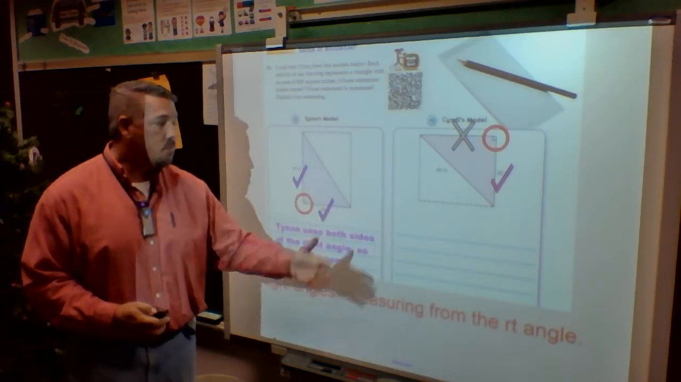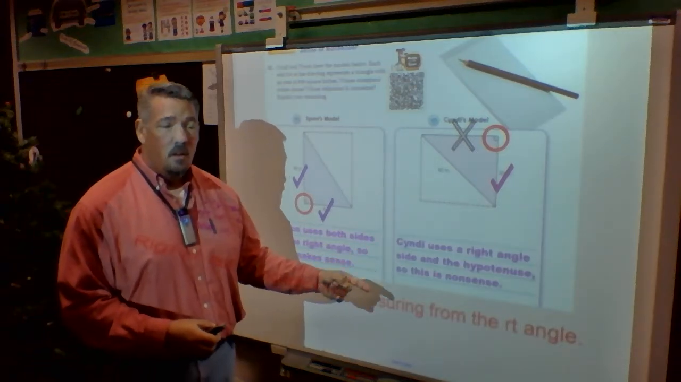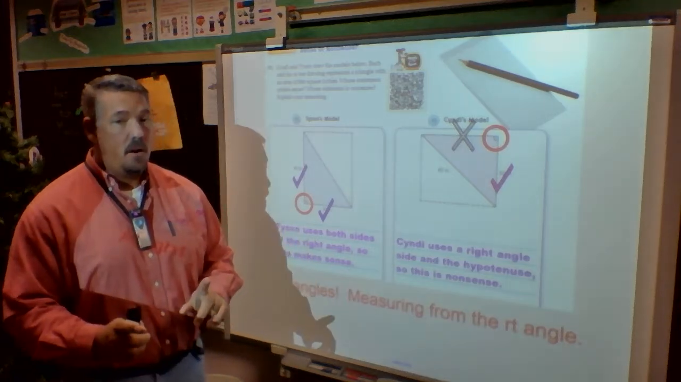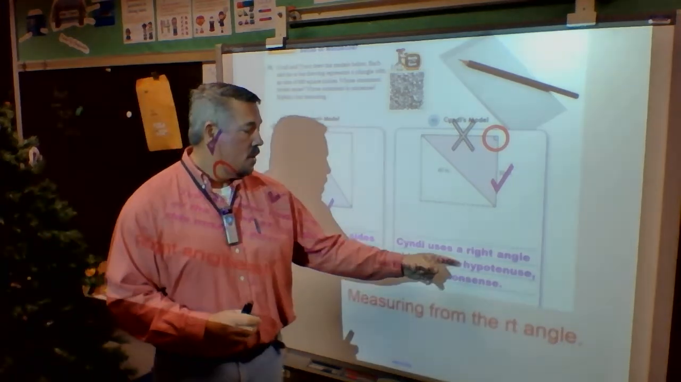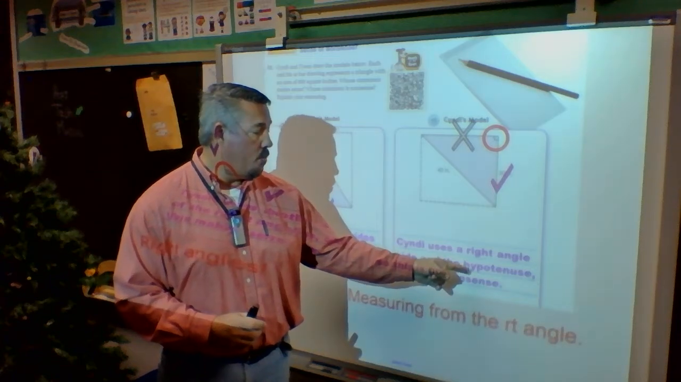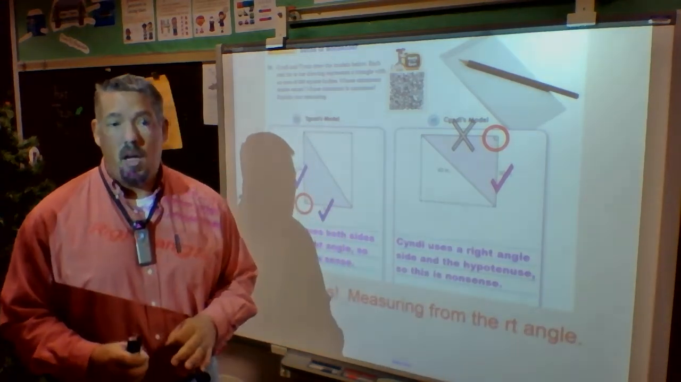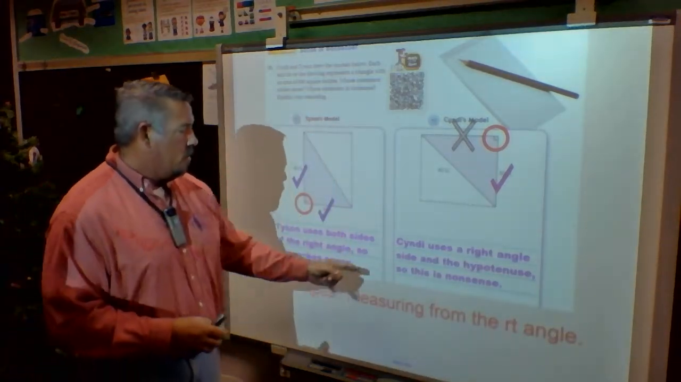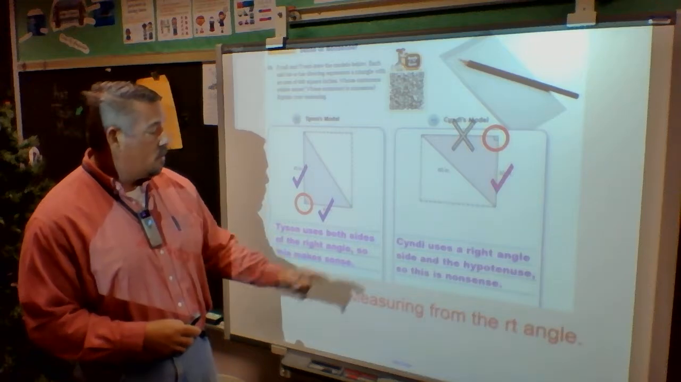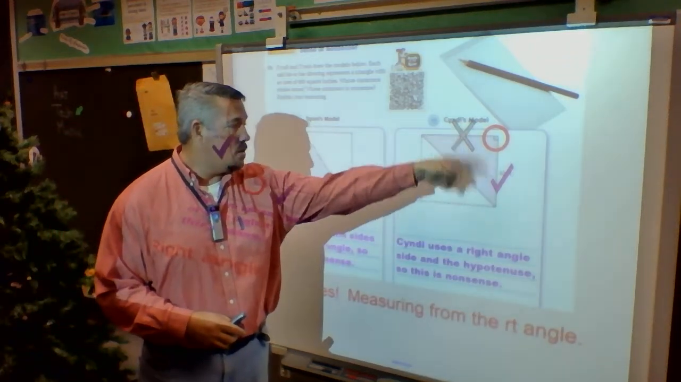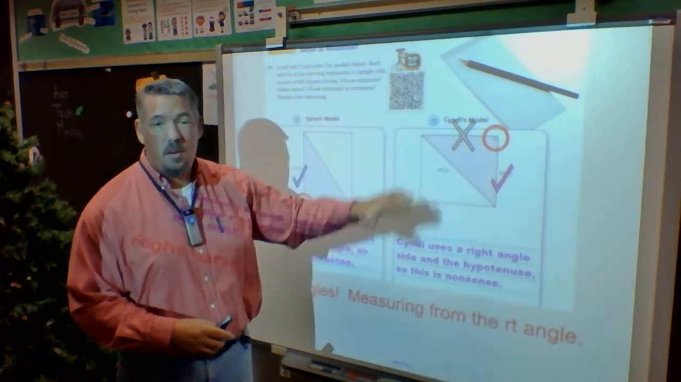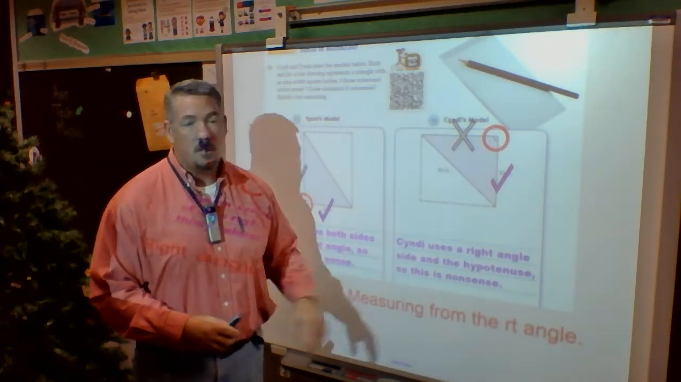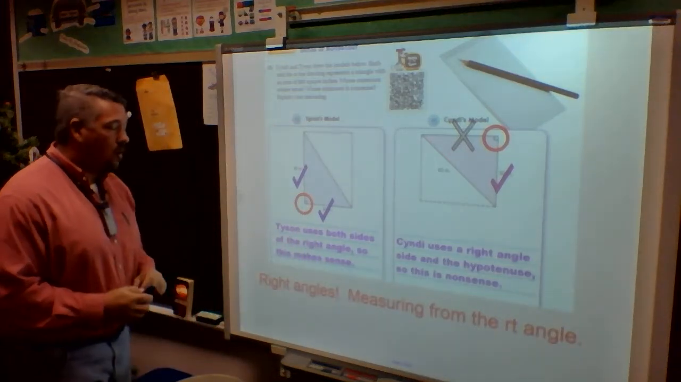When I go to Cindy's explanation then, Cindy uses a right angle side and the hypotenuse. Once again, I'd like you to use that word. Hypotenuse, H-Y-P-O, ten, T-E-N, use, U-S-E, hypotenuse. So this is nonsense. Cindy uses the right angle, one side, and then a hypotenuse, that long diagonal, which we don't use mathematically in this problem. So this is nonsense. So I answered both parts.